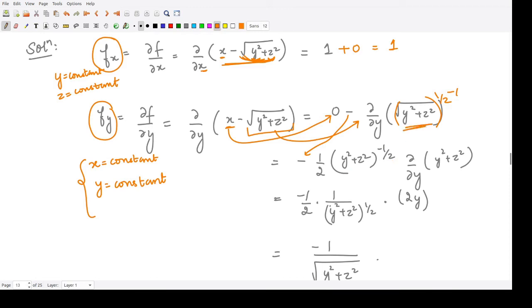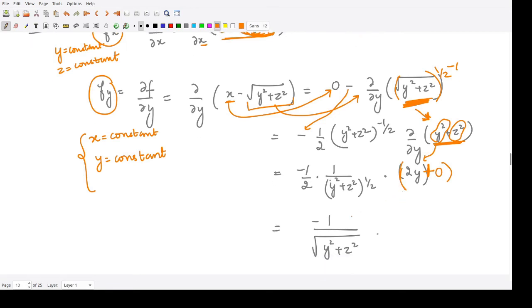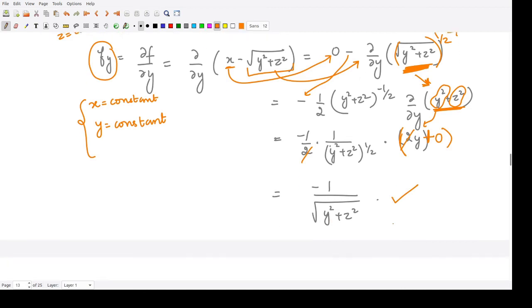And then we will perform the derivative of this inner term corresponding to the chain rule. How do you perform this partial derivative with respect to y of y square plus z square? Firstly you perform the derivative of y square, that would be 2y, and then the derivative of z square would be equal to 0. Why? Because z is constant. So this is the answer, and when you simplify, this 2 and 2 cancel, so you have minus 1 divided by square root of y square plus z square. This is the partial derivative of f with respect to y.